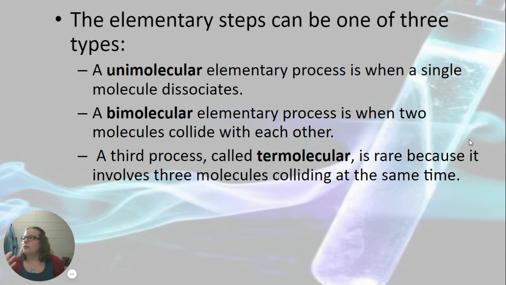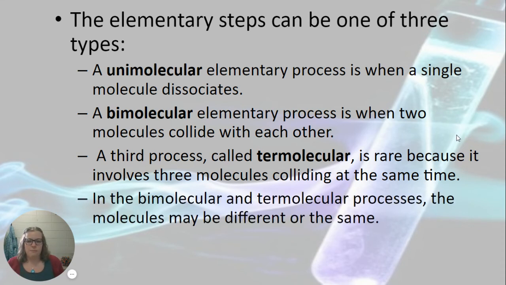Now, termolecular elementary steps are rare because it means that three particles all at one time have to collide, with correct orientation, correct speed, correct energy, all that stuff. And they're very, very rare. So you don't see them very often, and it's difficult to make happen. And just as a note for you guys, in a bimolecular or a termolecular reaction, the reactants can be the same. So you could have an O2 and an O2 colliding together, and you would write it as O2 and O2 most of the time. Okay.